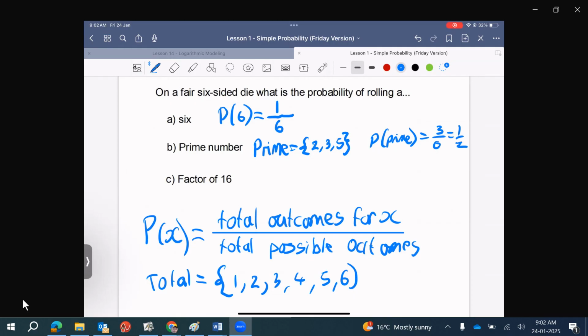We need to figure out what a factor of 16 is. So this particular set, factors of 16 are 1, 2, 3 is not, 4 is, 5 is not, 6 is not. So there we go. So again, this is going to imply that the probability of a factor of 16 is equal to a half.